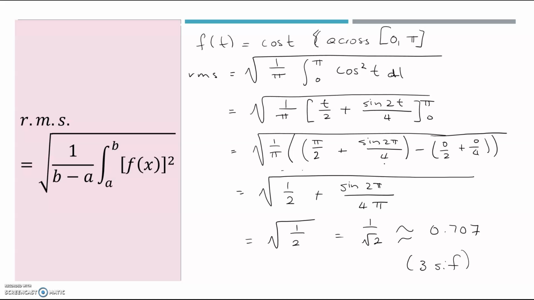So this is yet another application of integration. The integration itself is not hard. We've done integrals of cos squared, we've done integrals of sine squared, and you just are given the formula, just do the integration as required.